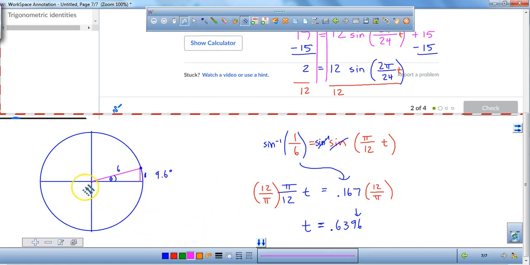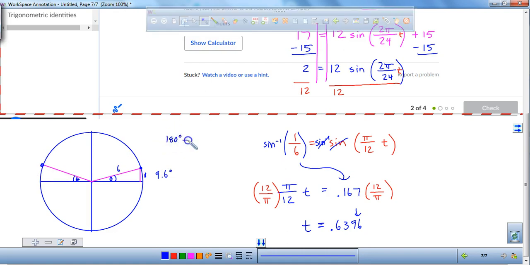But the second time, what's the other place that it could also be at that same exact angle of theta where it's at 9.6? Well, the second time, we're going to do 180 degrees minus 9.6 degrees, which is 170.4 degrees, which basically means from here all the way to right there would be 170.4 degrees. But in terms of radians, that's going to be pi.